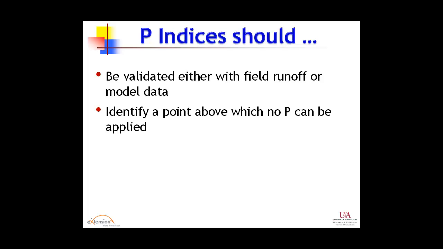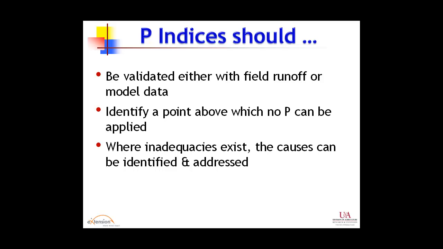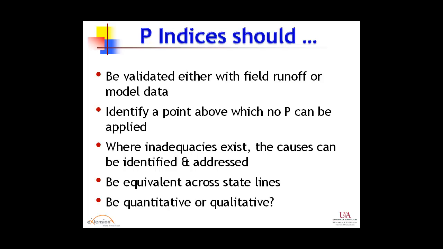But we need to define a point above which no P can be applied, and that's one of the revisions that are going through. I think this revision will allow us to look at where there are inadequacies, how we can address them, and to get some equivalency across state lines. We had the same problem with soil testing. Farmers only a few miles away in different states come up with different recommendations. It doesn't improve our probably limited credibility to start with when they see that. And that's going to be a challenge.